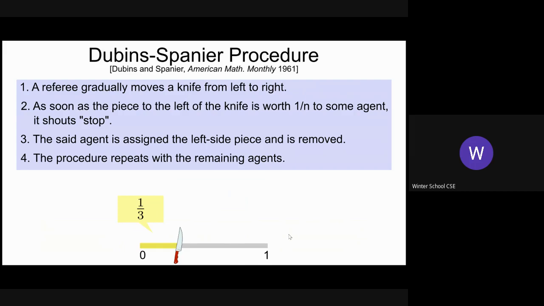And I repeat the process. Again, I start moving. Now there are 2 people left. As soon as somebody's value for the enclosed bit hits 1 over 3, they shout stop. Again, I give that piece to that agent and kick it out, and the remaining agent gets the leftover piece. You can imagine doing this for any n. I've shown it for 3.